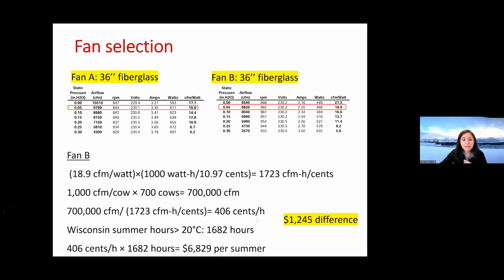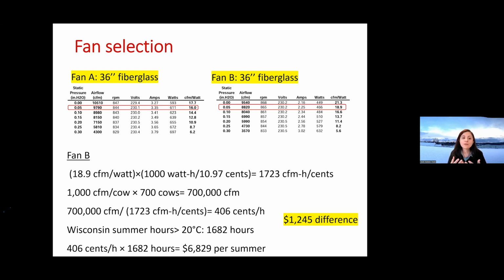If we do the same calculation with fan B, this time we are spending $6,800 per summer. And there's a $1,200 difference between them. If we use these fans for 10 years, the difference is $12,000. So if we are not going to buy fan B, and if we are going to buy fan A, then there has to be a good reason, right?